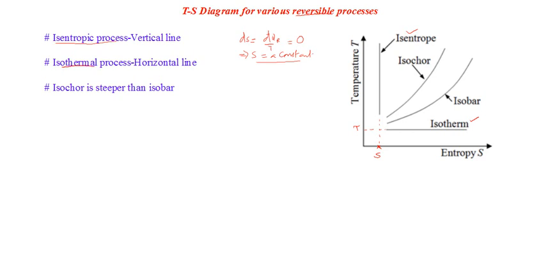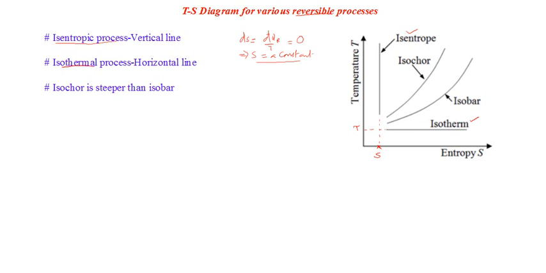Now, there are two more standard processes that we are interested in. One is an isobaric process with constant pressure, and the other is an isochoric process where the volume remains constant. Those two processes are shown by two curves here. You can see that the shapes of the graphs are both looking similar.